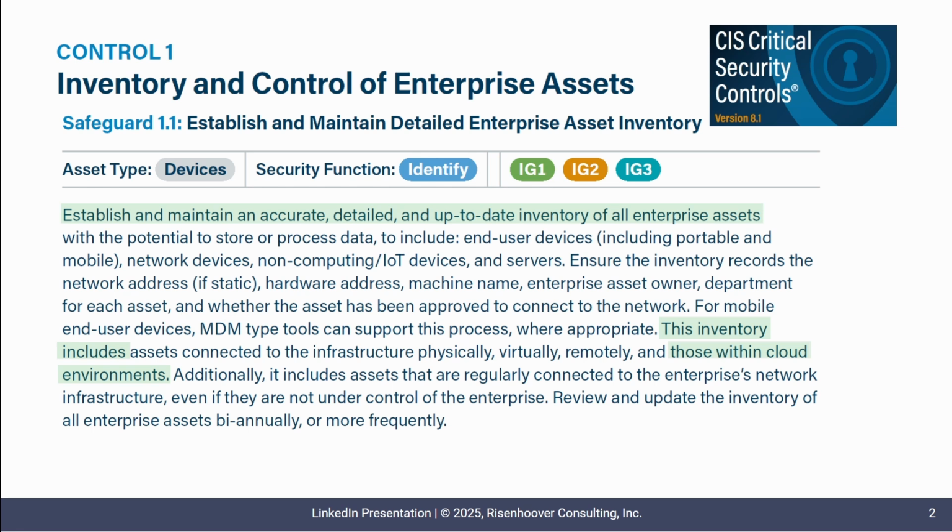Now, this is spelled out very explicitly in the CIS security controls. Control 1, Safeguard 1.1 says you need to establish and maintain an inventory of all of the assets that can process any of your data, and that includes in the cloud. In practice, I've seen a lot of organizations that really struggle with just understanding what their inventory looks like in the cloud. And so in this video, we're going to talk about a few techniques that you can use in AWS to gather that inventory information.